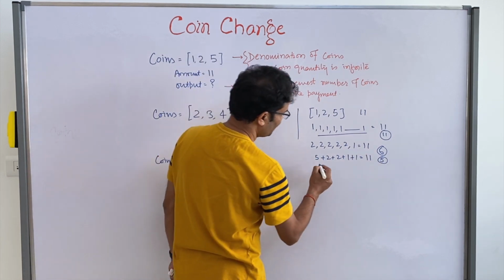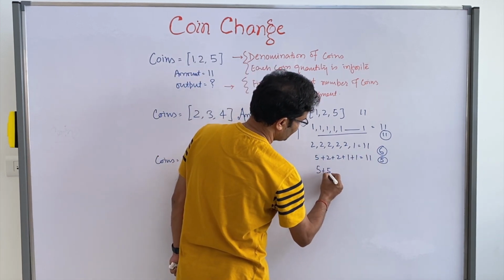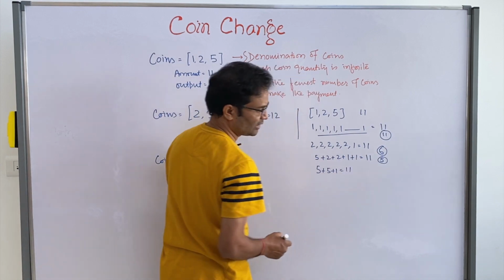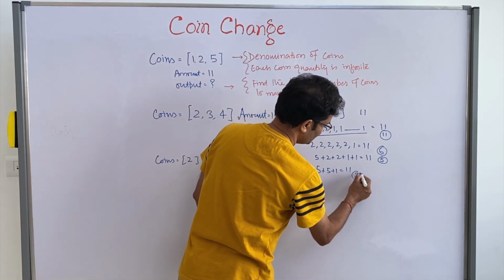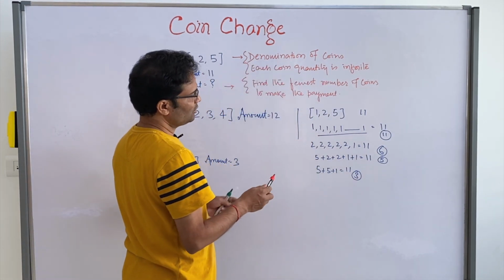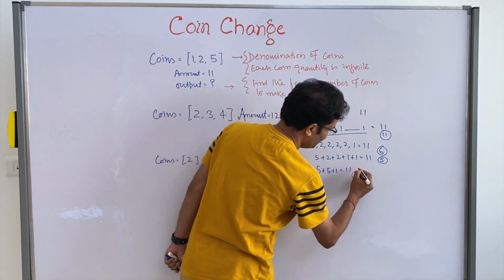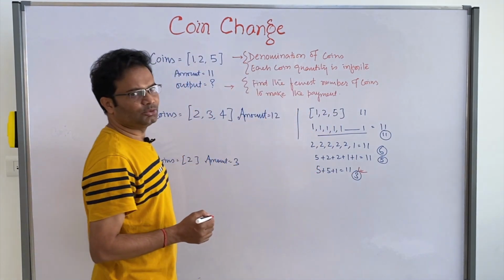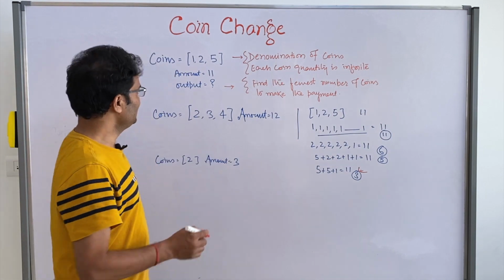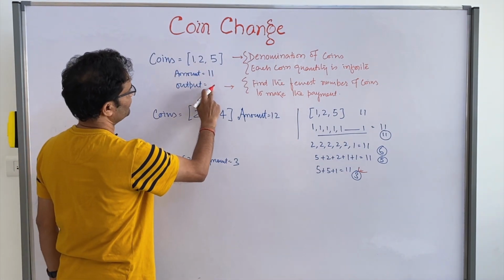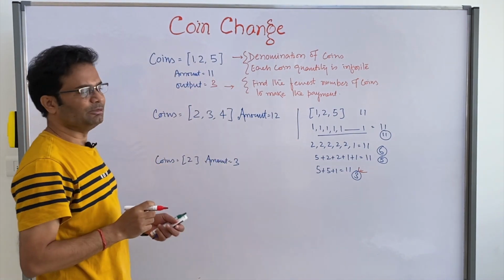And we have some other options also. 5 plus 5 plus 1. Here how many coins do you use? We use 3 coins. So you have to find out the minimum number of coins you can use to make this payment, and the output would be 3 here, right? Because 3 is the minimum number of coins.